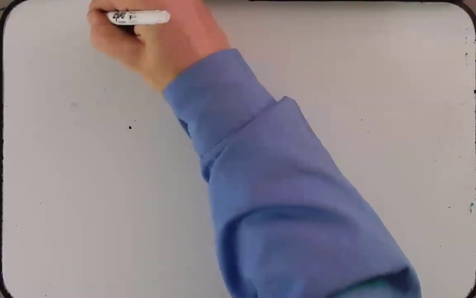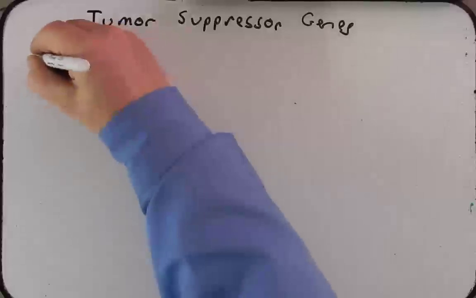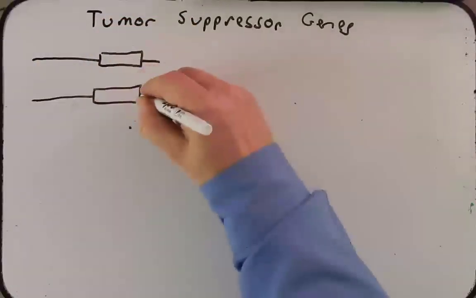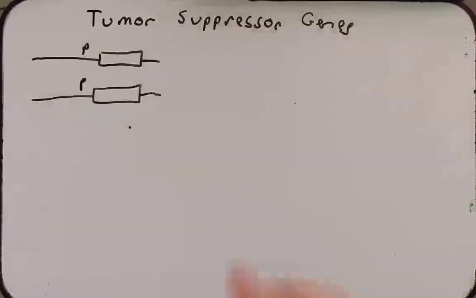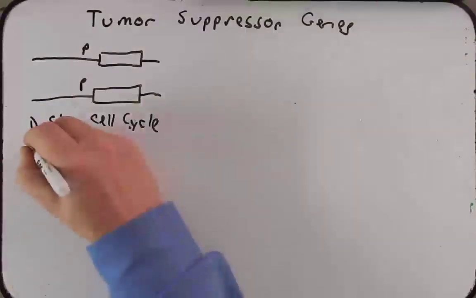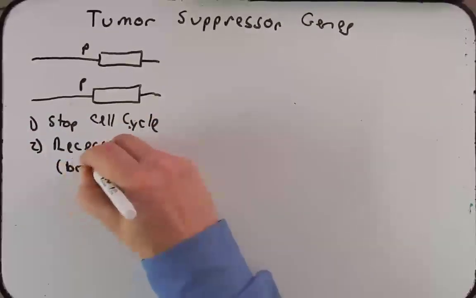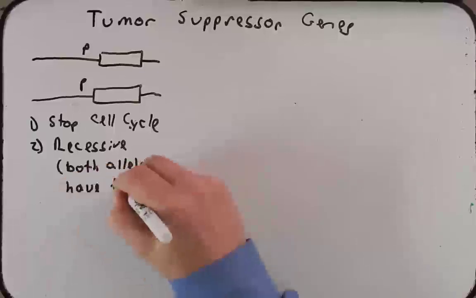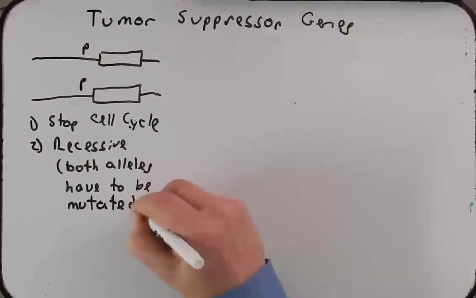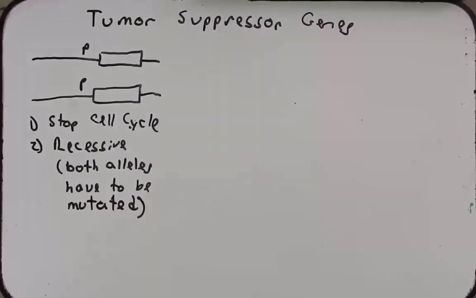All right, next I'd like to begin our discussion of tumor suppressor genes. So let's draw our little schematic here of a gene and remind ourselves a few things about tumor suppressor genes. Remember, their job is to stop the cell cycle. And remember, we said before they are recessive, meaning both alleles have to be mutated, unlike proto-oncogenes, where only one has to be mutated. Tumor suppressor genes we think of as both alleles having to be mutated.